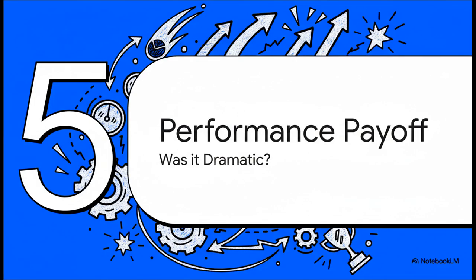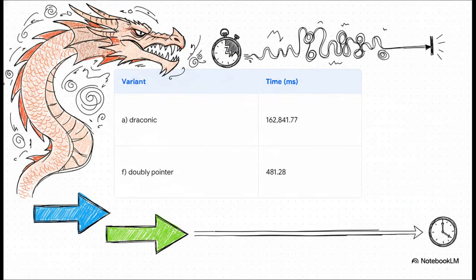So, the million-dollar question. Did all this common-sense stuff actually work? Well, let's just say the results were, well, the paper itself calls them dramatic. And they were not kidding. Okay, get this. In a worst-case test, one that was specifically designed to create a ton of these conflicts, the original draconic method took, wait for it, over 162,000 milliseconds to finish its job. The new method, the one with the cursor and the backward pointers, just over 481 milliseconds. I mean, the difference is just staggering.